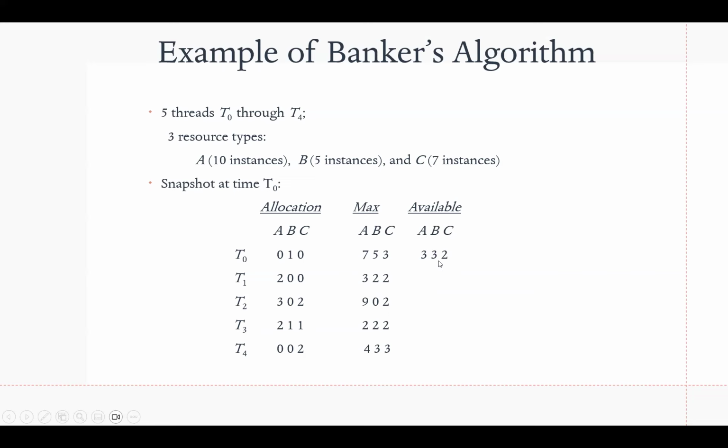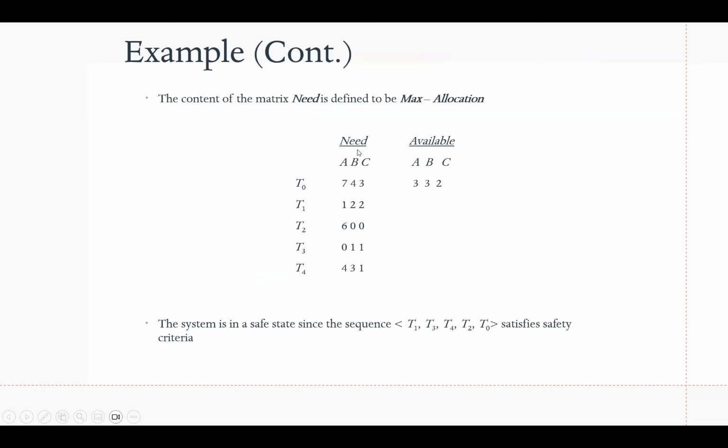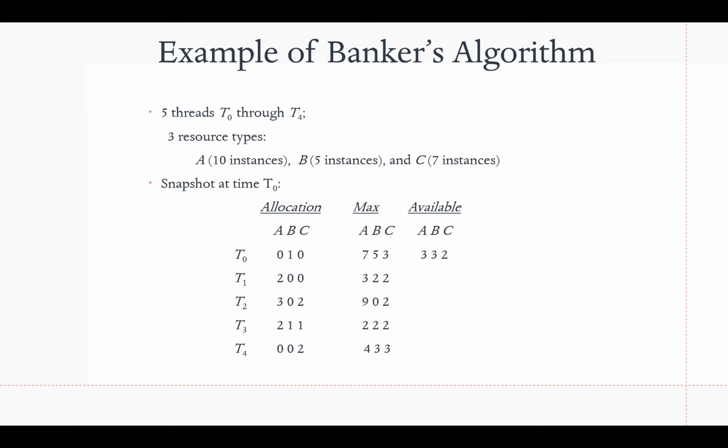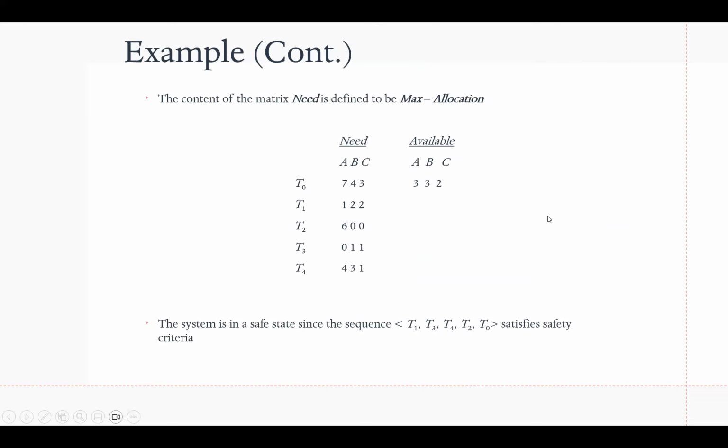This is given. Now, based on this particular snapshot, what we need to do next is calculate the need matrix. So how to calculate the need matrix? Max minus allocation, you will get the need matrix. Based on that, here we have calculated, you can see that. So the content of matrix Need is defined as Max minus Allocation. After this subtraction, you can see the need matrix contents are given over here, and this is the available. Available is copied from the previous slide as it is, that is 3 3 2.